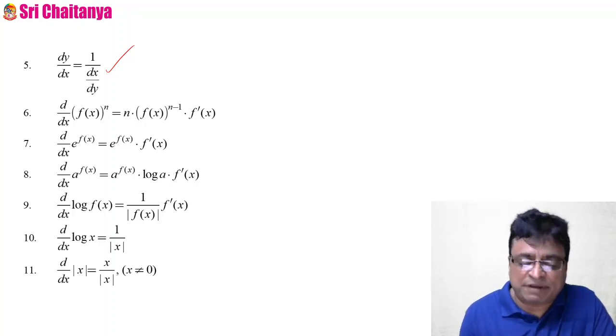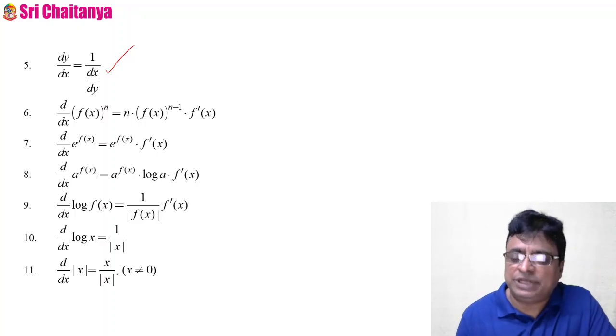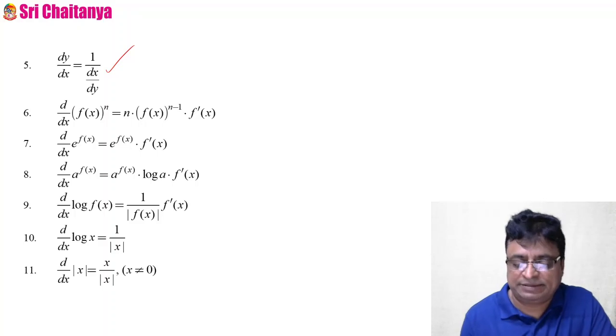D by dx of f of x whole power n equals n into f of x whole power n minus 1 into f dash x. What is f dash x? The derivative of the function.